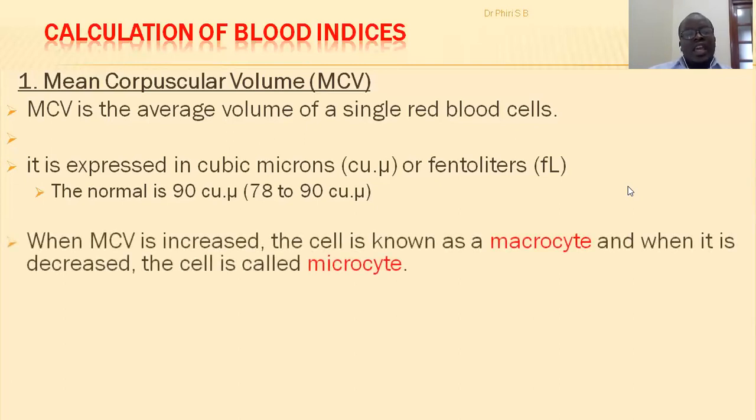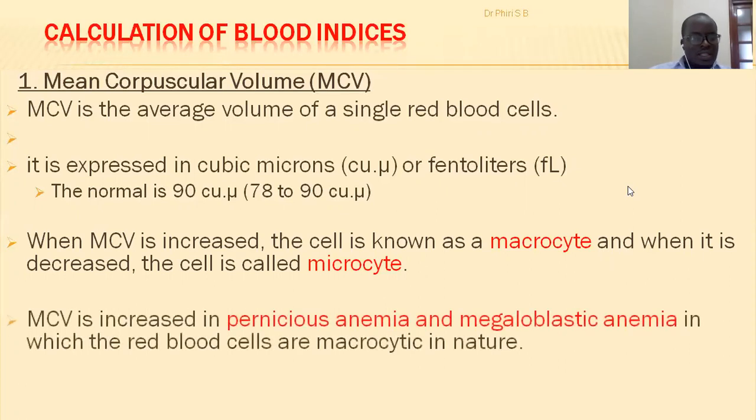When the MCV is increased, the cell is referred to as a macrocyte. If the MCV is increased, the average volume of these single red blood cells has increased, so those cells are bigger than normal. They are called macrocytes. A macrocyte is a bigger cell, macro. Then when the MCV is decreased, the cells are referred to as microcytes. A microcyte is a small cell. So macrocytes are larger red blood cells and microcytes are smaller red blood cells.